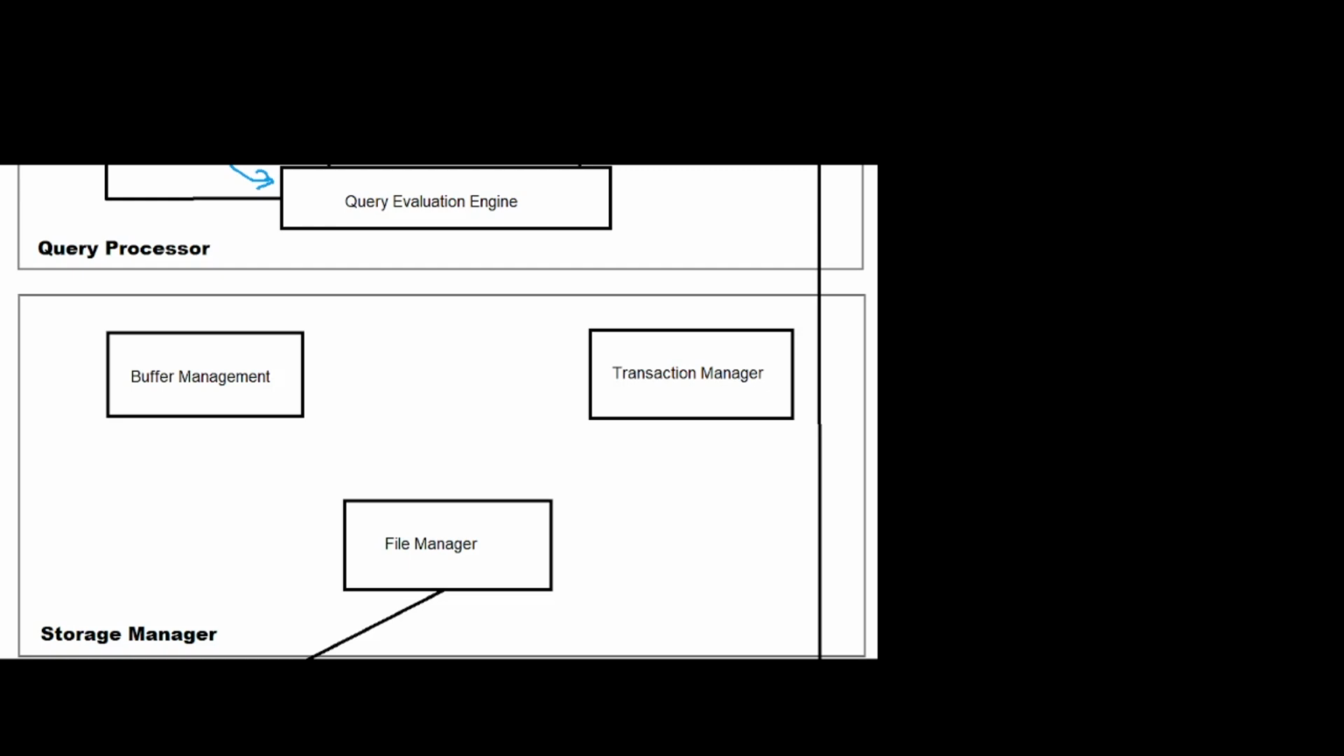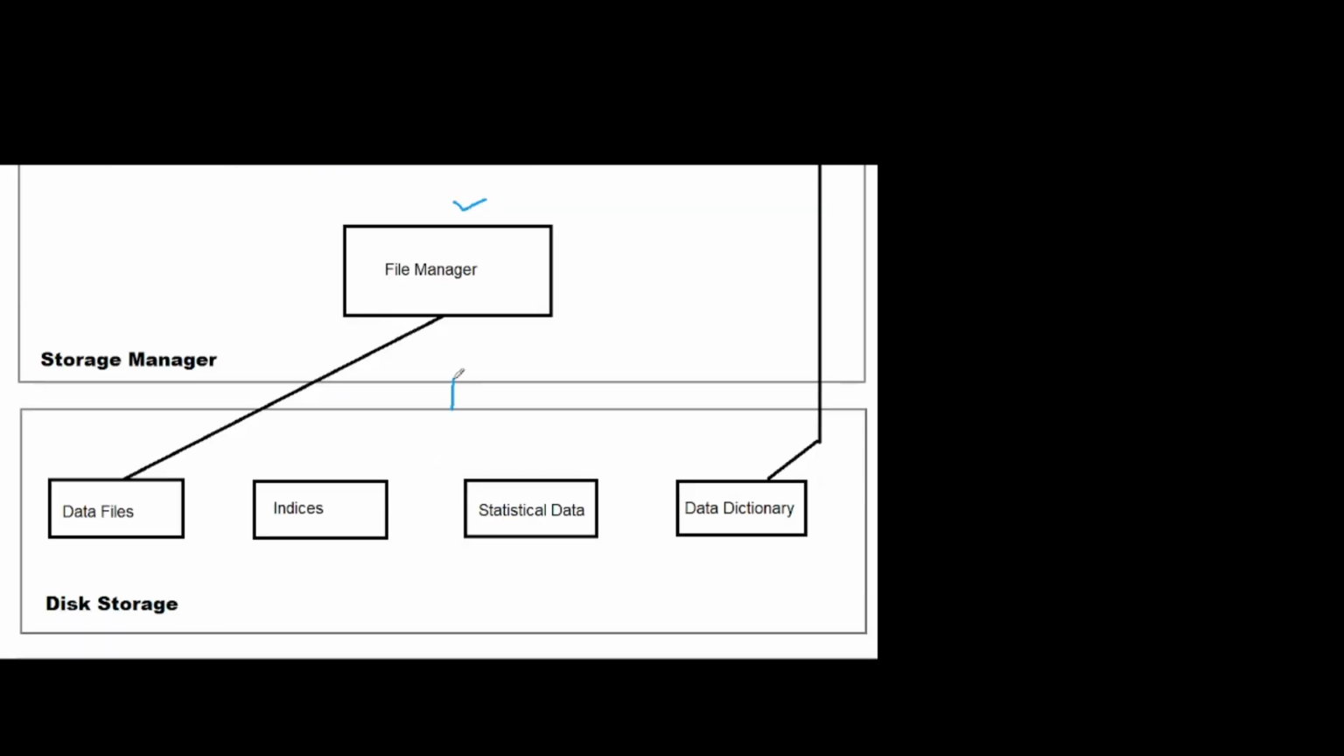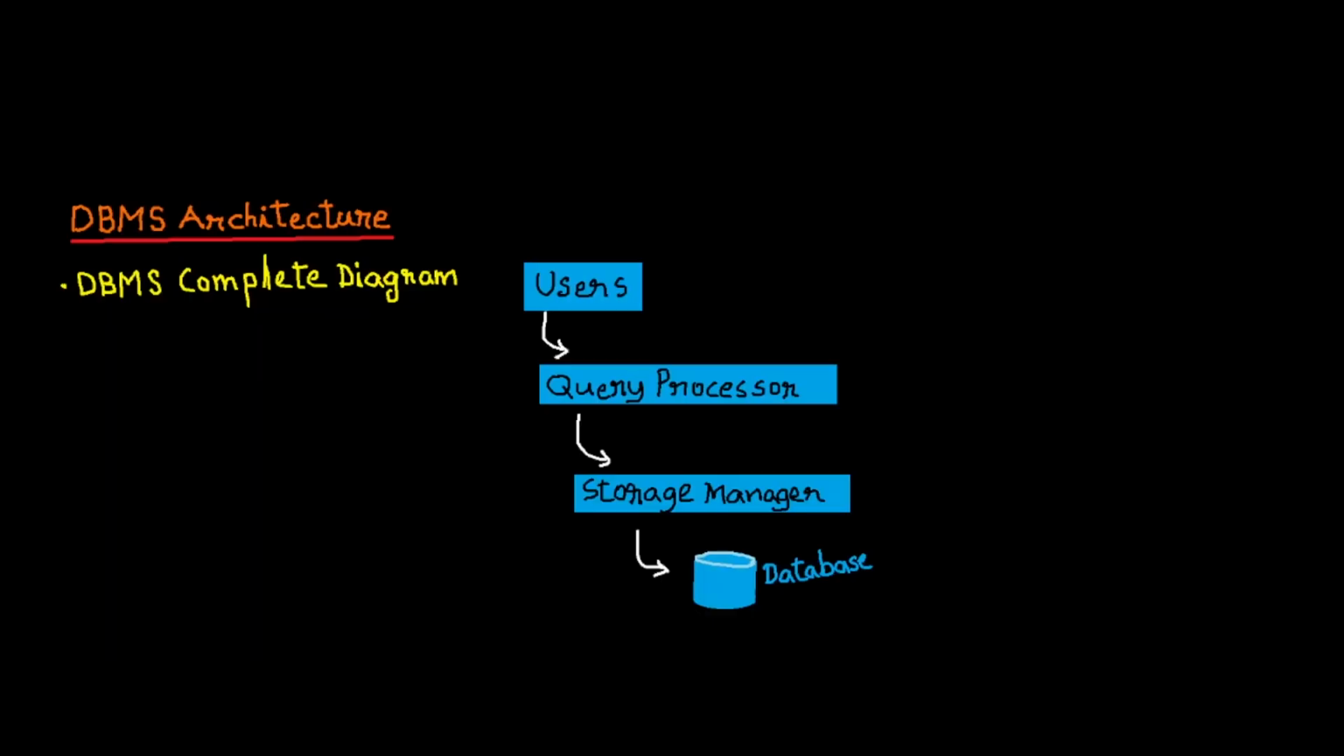The request is then sent to the storage manager, which uses the buffer manager, transaction manager, and the file manager to access the required data from the disk. Finally, the result is returned to the user. This layered architecture makes a DBMS secure, efficient, reliable, and capable of handling multiple users simultaneously.